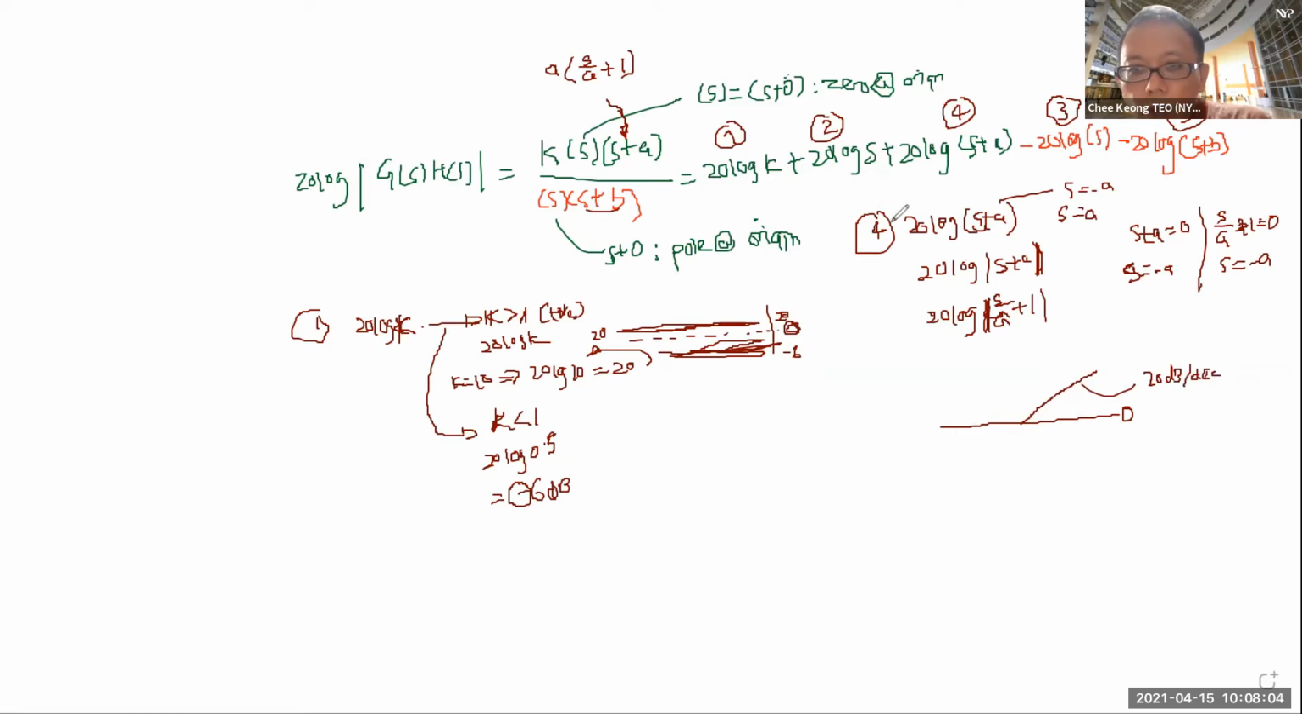Now this 20 dB is related to this 20. The 20 is caused by this. So it's 20 dB per decade at this kind of slope. Now, where is the turning point? The turning point is basically at your root. Your root is A, so it must turn at A. It's as simple as that.